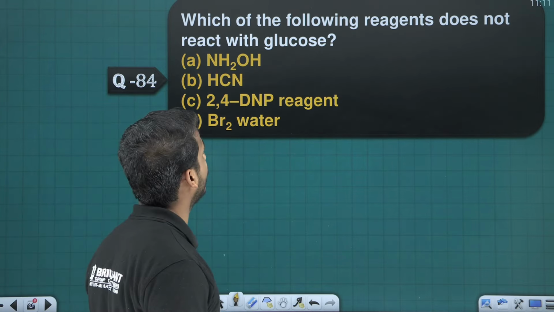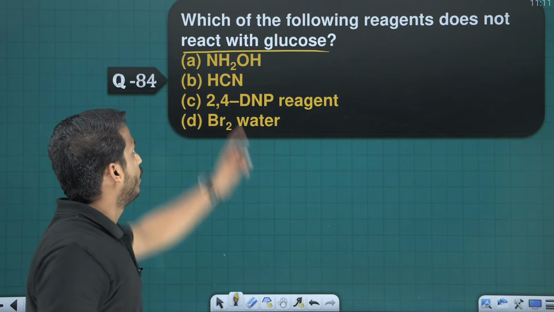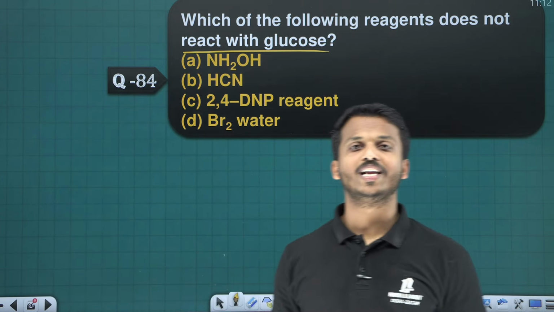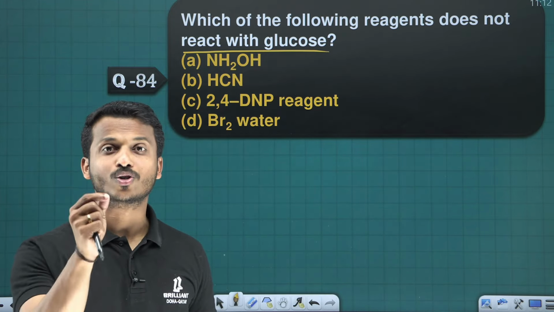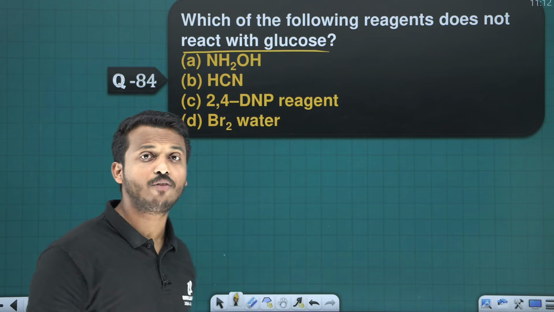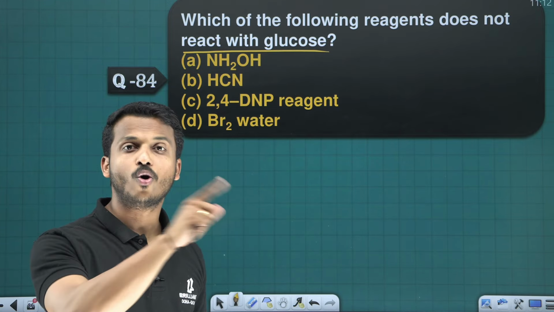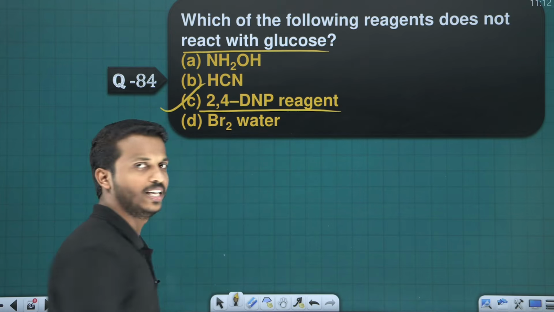Now, which of the following reagents does not react with glucose? Does not. We studied NH2OH. NH2OH is called hydroxylamine. Glucose reacts with hydroxylamine to give glucose oxime. And HCN gives glucose cyanohydrin. Bromine water gives gluconic acid. All reactions we studied except the 2,4-DNP reagent.